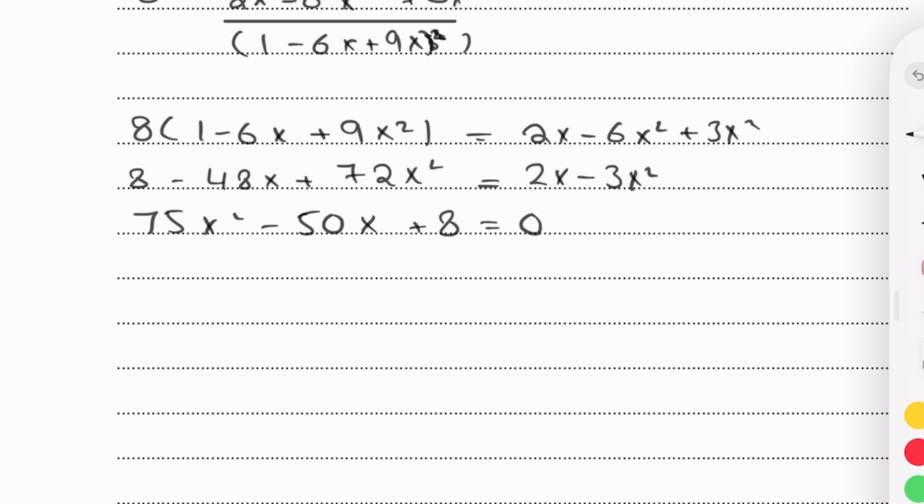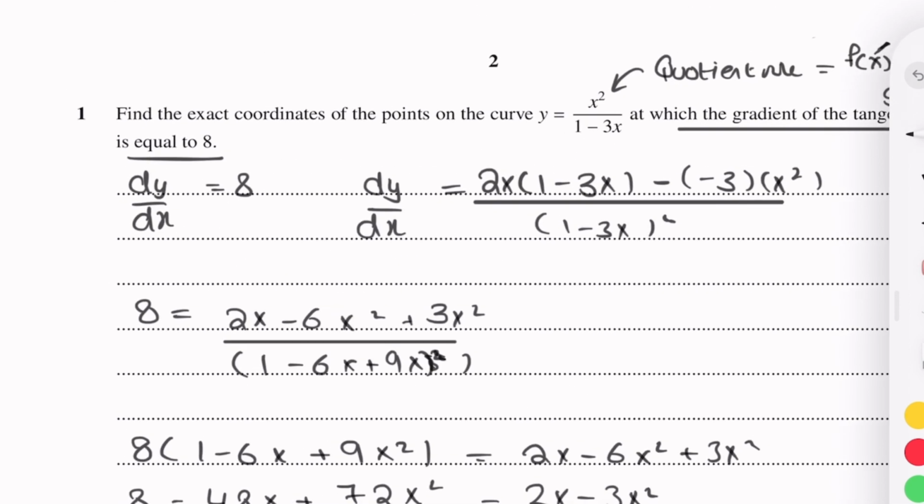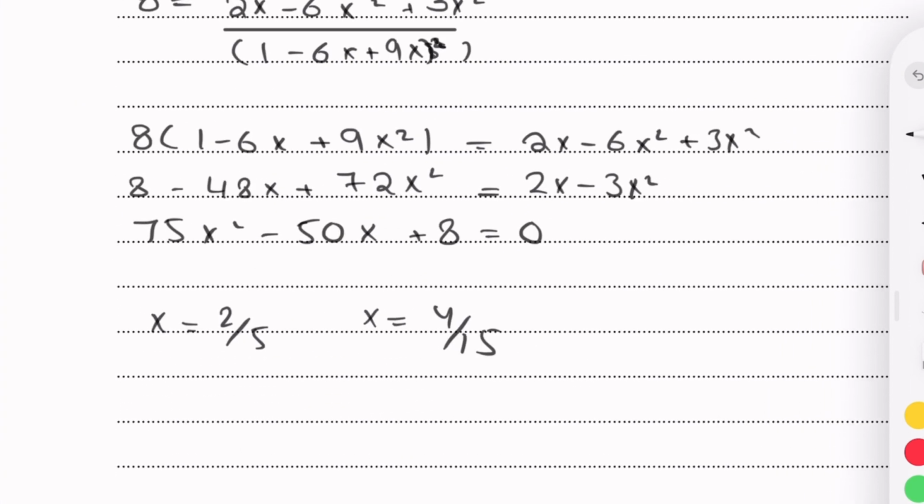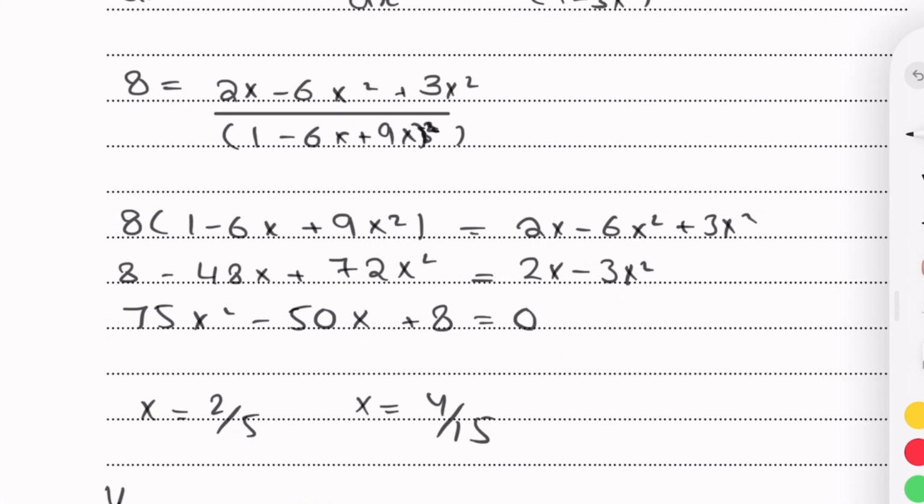If we solve this quadratic equation using your calculator, you get x equals 2 over 5 and x equals 4 over 15. Now you're going to find the values of y because they said to find the exact coordinates. You're going to want to find the value of y, using the calculator, at x equals 2 over 5.